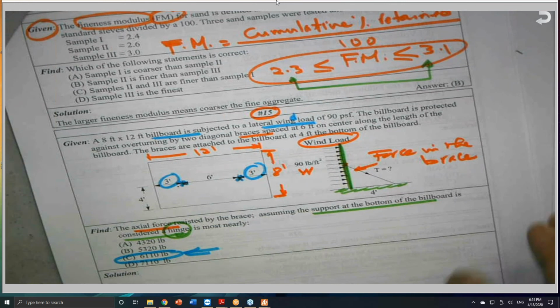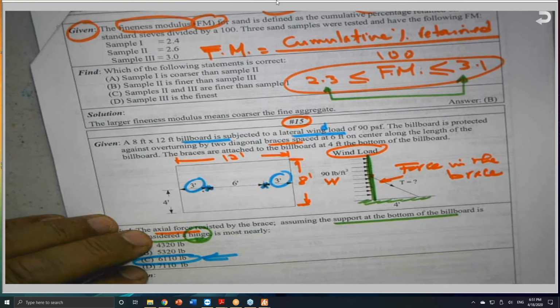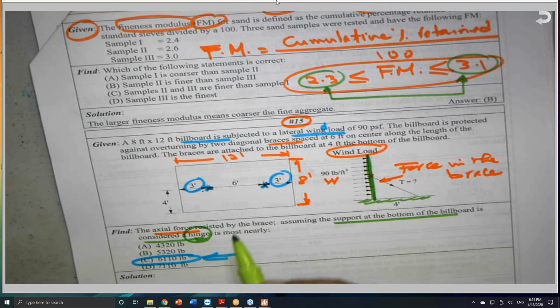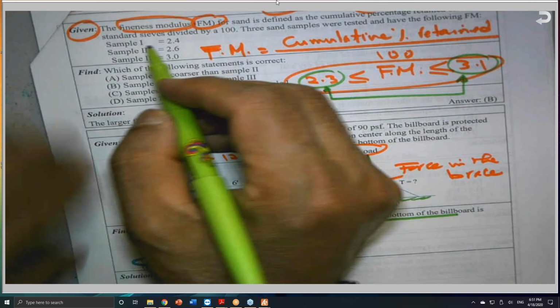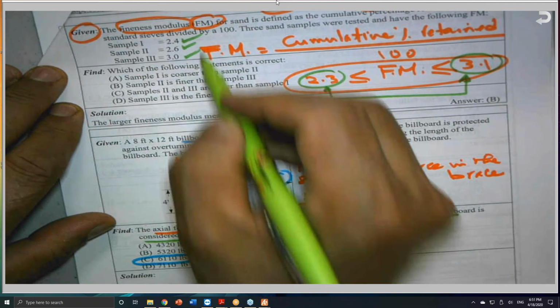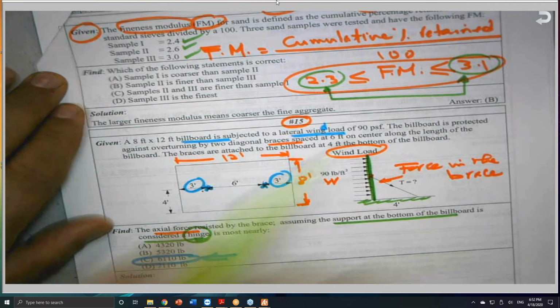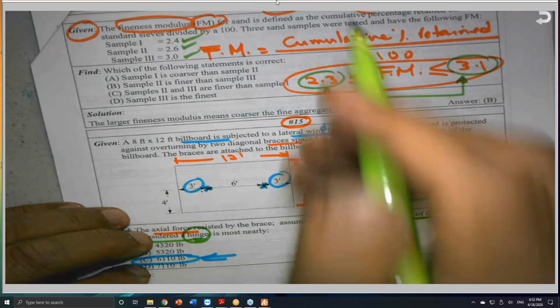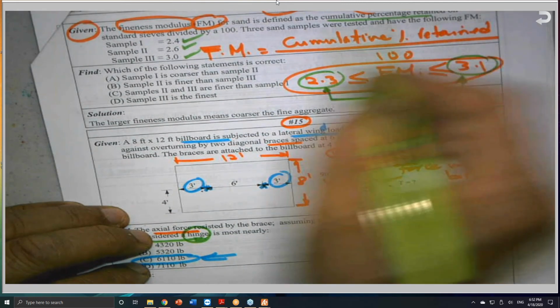Make sense? So I have 2.3 and 3.1. I need you to be aware that he gave you 3 samples, 2.4, 2.6, and 3, all of them within the range. And here it is, the cumulative percentage retained divided by 100.